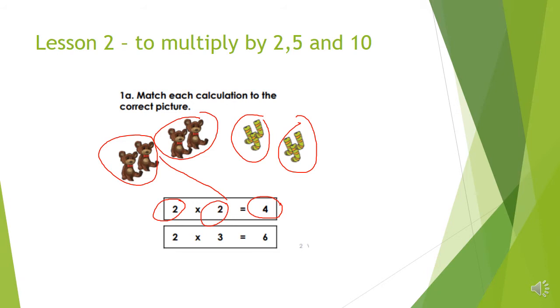Let's check our second answer. So I'll start by looking at how many groups I've got. I've got 1, 2 groups. That's correct. Let's have a look at how many in each group. 1, 2, 3. 1, 2, 3. So 2 times 3 equals, let's count them all together. 1, 2, 3, 4, 5, 6. The product should be 6. 2 groups of 3 equals 6.